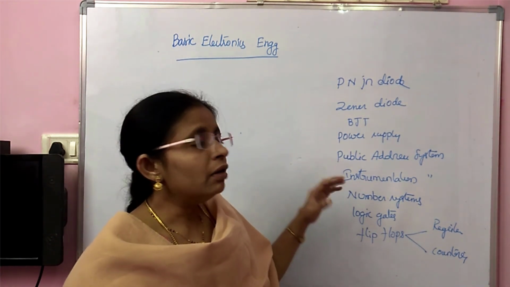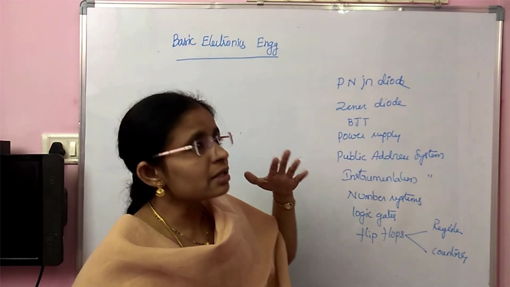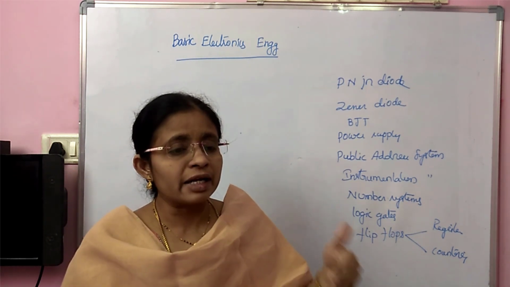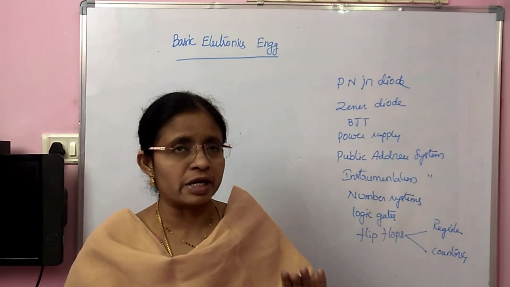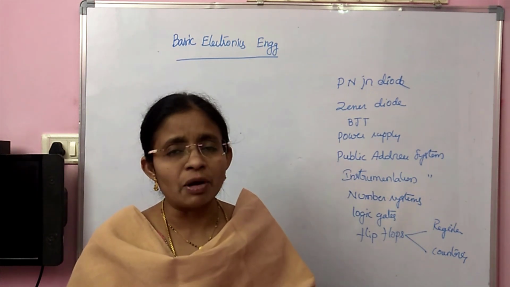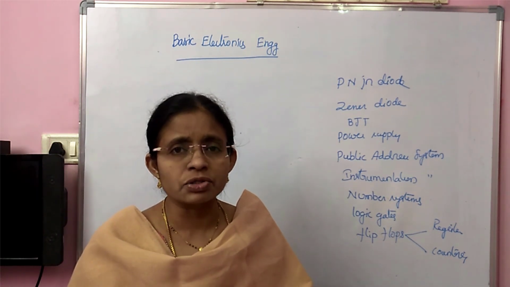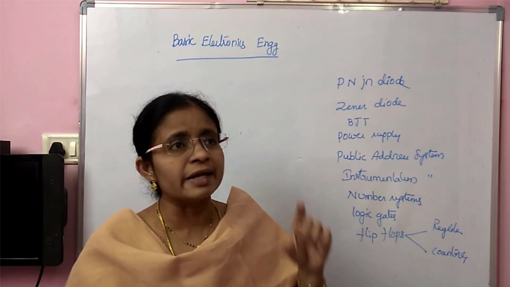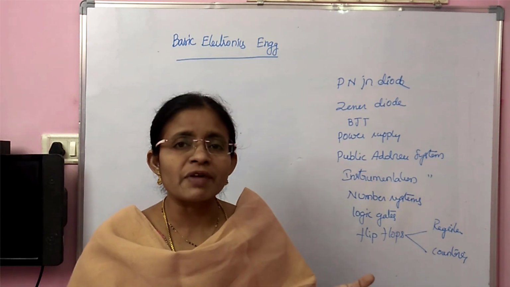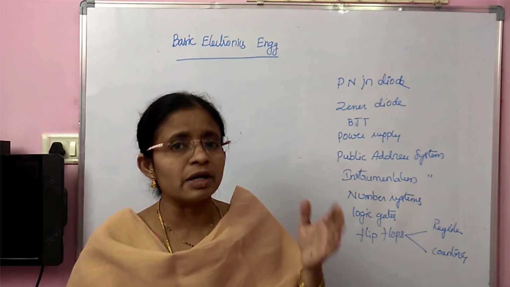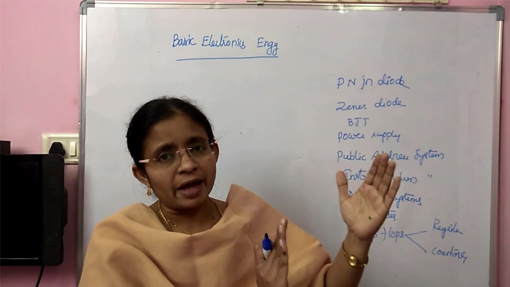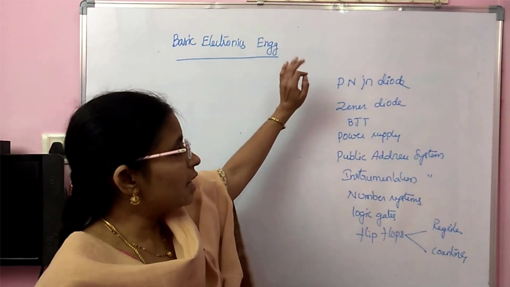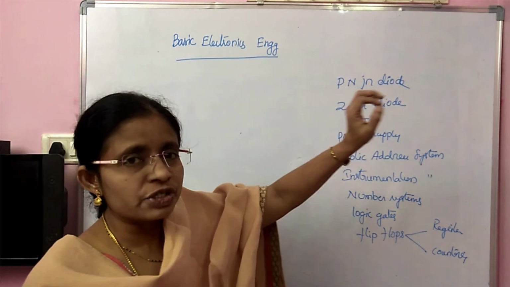Now as a first topic, there is evolution of electronics starting from vacuum tubes to nano electronics concept. I have done it already in the form of video. I uploaded it in the channel also. Please first go through that video, evolution of electronics, which consists of the definition of electronics and applications of electronics and also the evolution starting from vacuum tubes to nanoelectronics. Please watch it.